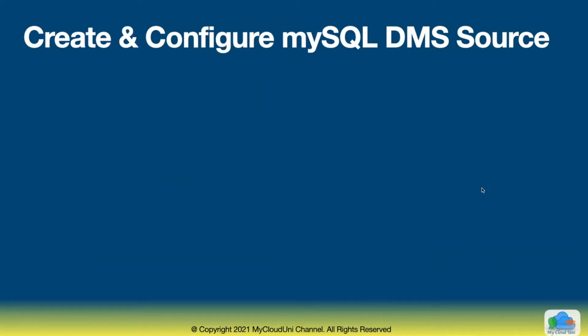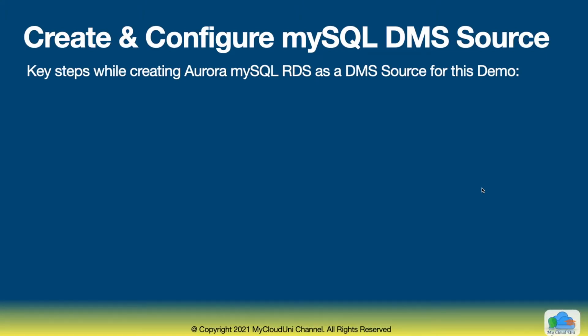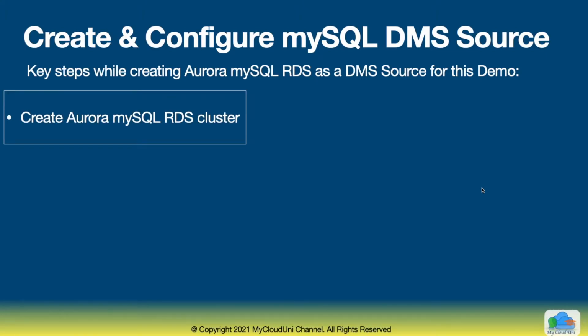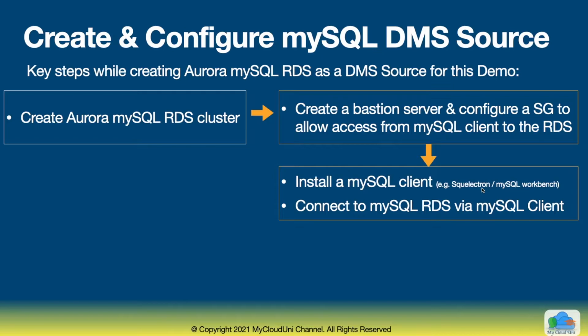And once we create the replication instance, we create and configure the MySQL data source, in this case the Aurora database. The key steps involved are: we create an Aurora cluster, and then we create a Bastion server so that we can access this Aurora cluster and connect a MySQL client. In this session we are going to use SQL Electron. You can use MySQL Workbench as well. Again, we are going to see this in action, and then the security groups that will let us connect from MySQL Workbench or SQL Electron back to the Aurora database cluster.